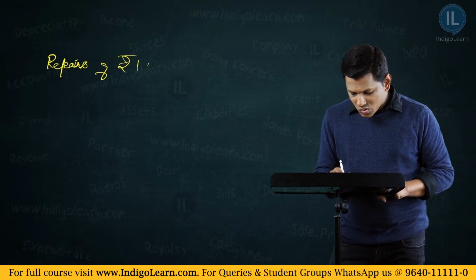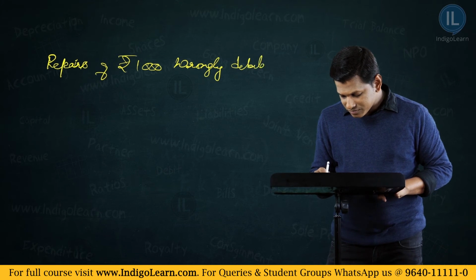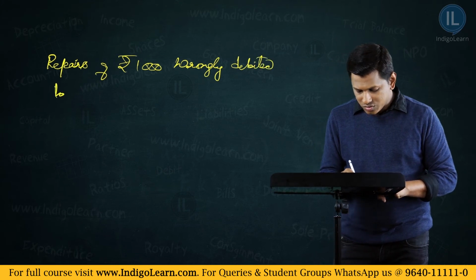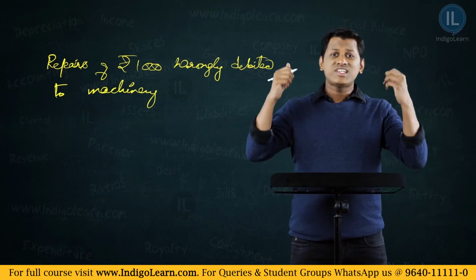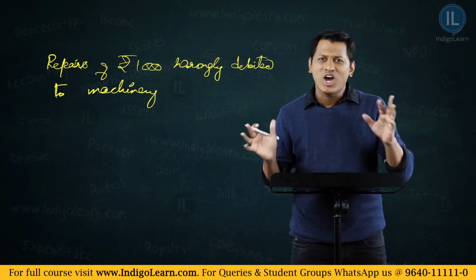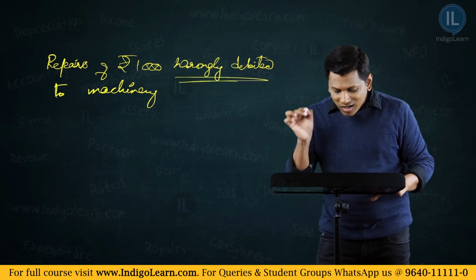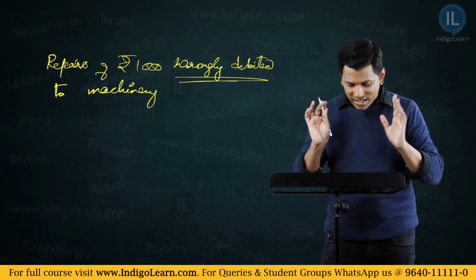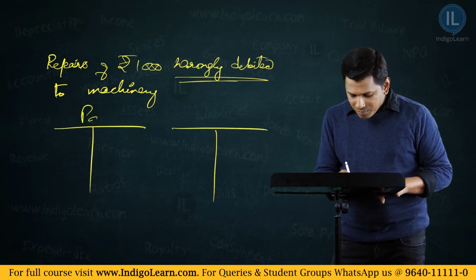Repairs of rupees 1,000 wrongly debited to machinery. Now it can be machinery, furniture, plant or building or whatever. So some asset, okay, office equipment, whatever. So it is debited to an asset. The important thing is wrongly it is debited to an asset. Okay, right. Now let us just visualize what would have happened.